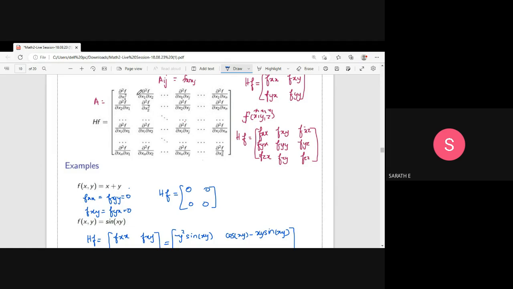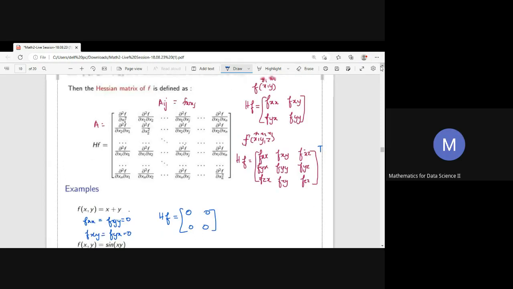It should be fxx, fyx, fzx. And the second one we are taking with respect to y, so it should be fxy, fyy, fzy. Okay, I understand what you're saying. Yes, what you're saying is right. The notation is varying, right? It should be the transpose, right? Yeah, what he's saying is correct.